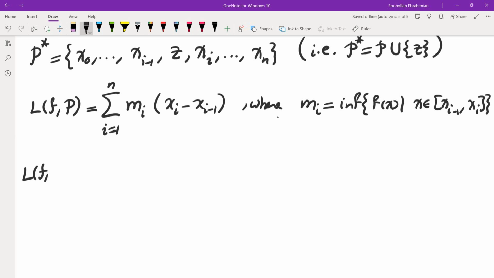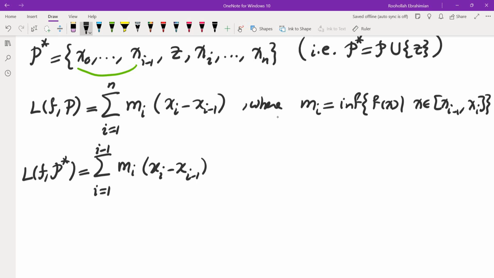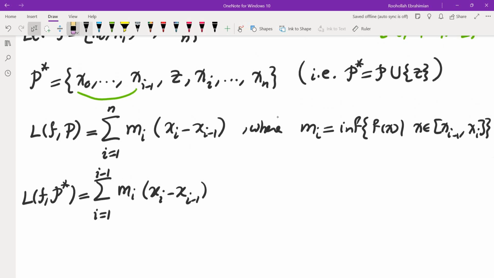If you look at the lower sum of f with respect to P star, you will get, first, basically the same thing. You will get the sum of mi times (xi minus x_{i-1}) for i equals 1 to i minus 1. That's the exact same thing. Or I should call it perhaps, okay, maybe I will change this one to k, just to make it more clear, because I don't want to use the same letter.